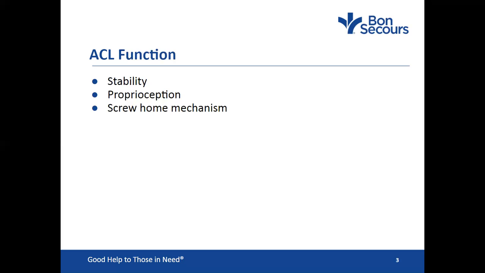The screw home mechanism is a key element for knee stability. It involves the rotation between the tibia and femur and occurs between full extension and 20 degrees of knee flexion. The quadriceps muscles have a lateral pull in the late stages of knee extension. This puts passive tension on the ACL, which contributes to external rotation. This helps stabilize the knee in extension because it's resisting the anterior translation of the tibia.